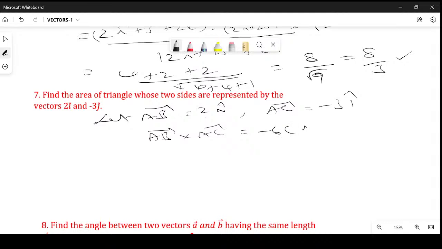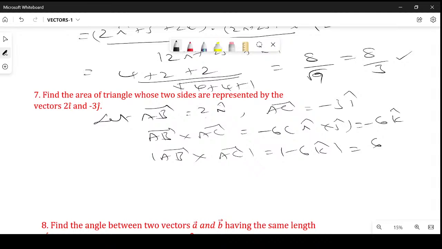So minus 6 into i cap cross j cap, and i cap cross j cap is k cap, so it comes minus 6k cap. You take the magnitude of this. What is the magnitude of this? Mod of minus 6k cap will be 6, right? It gives only 6, correct?